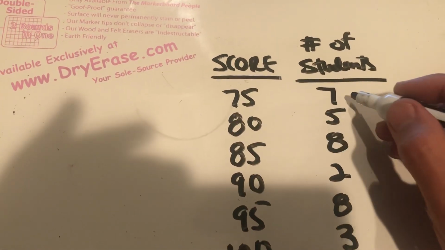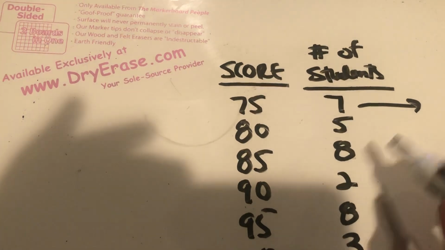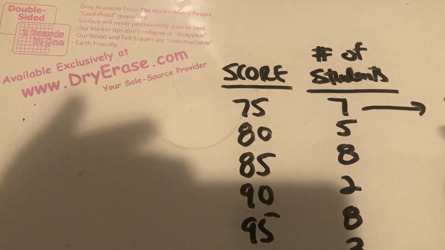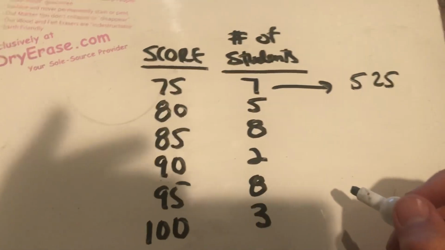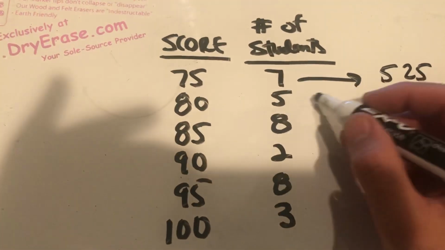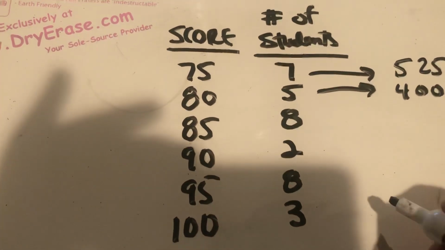7 students scored a 75. So 7 times 75 would be 525. I'll move the camera for you. 5 students scored an 80. So those 5 students scored a total of 400 points.